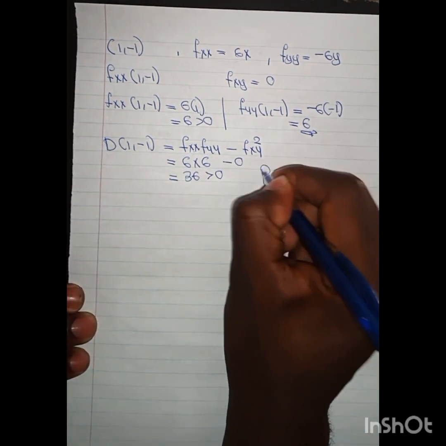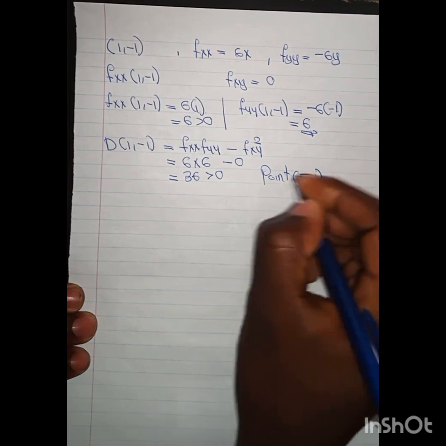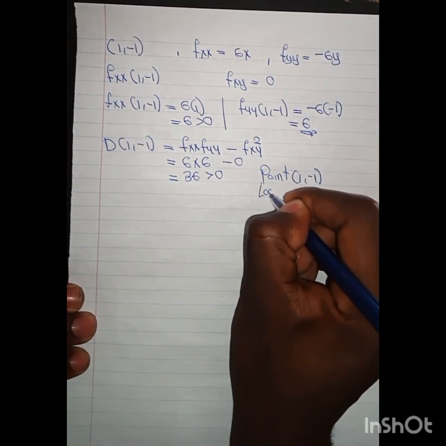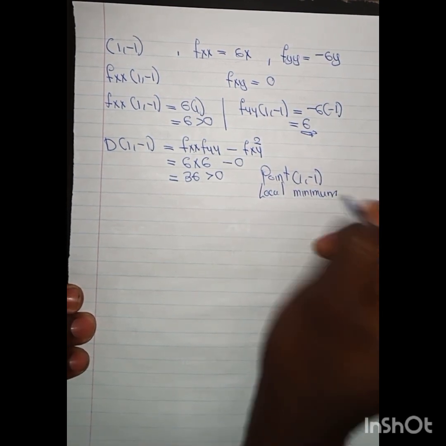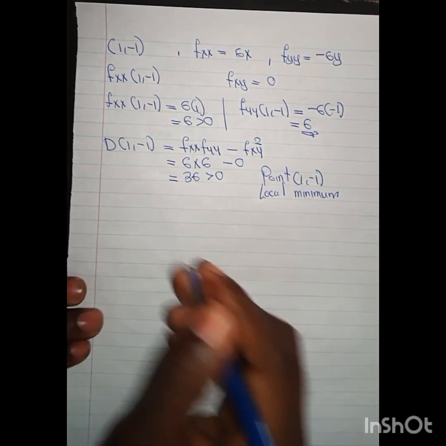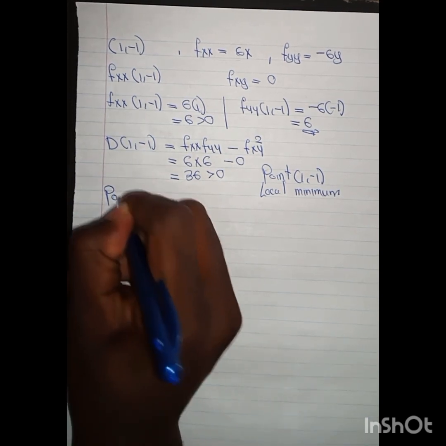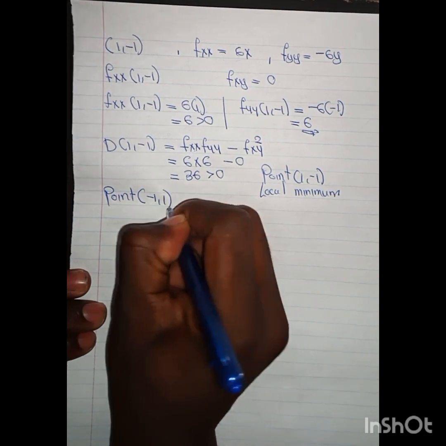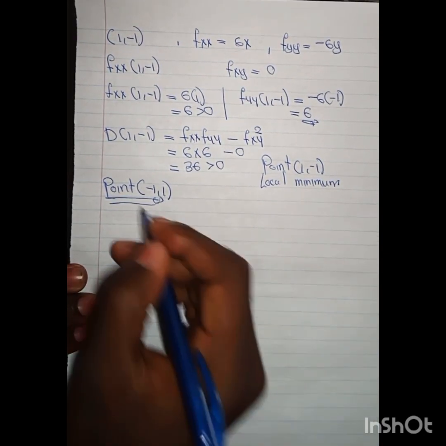Then it means the point 1 and minus 1 is a local minimum. So now we are done with the second point. Let us look at the third point, the point minus 1 and 1. We perform the same process.